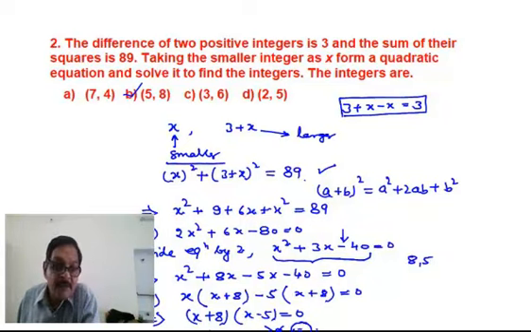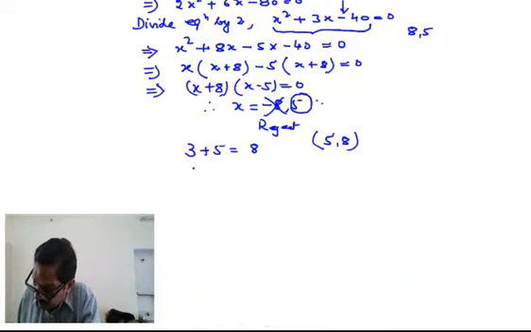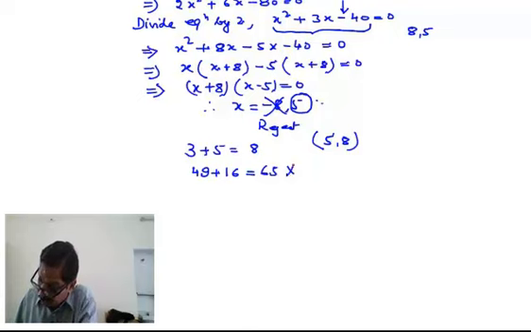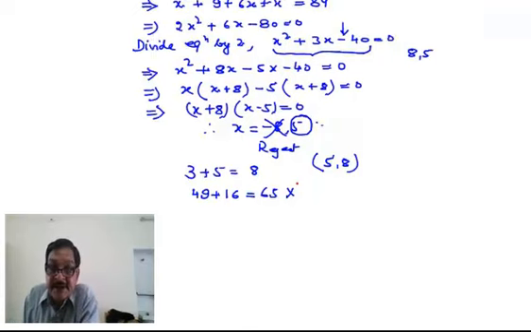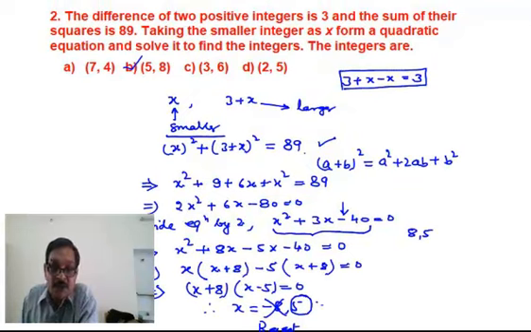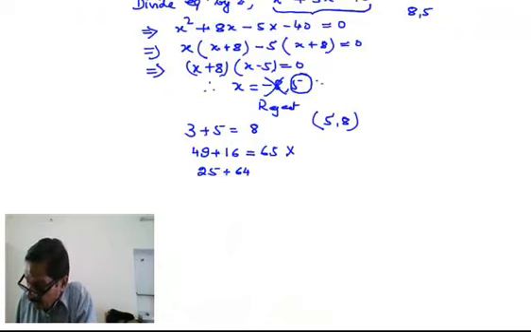Now apply the second condition. The sum of their squares should be 89. Now 7 square is 49. 4 square is 16. This gives me the sum as 65, which is wrong because the sum of the squares should be 89, and hence this option is wrong. Now see the second, which is our correct one, and we can check it also. So it is 25 plus 64. 5 square is 25, 8 square is 64. That gives me 89, which is the correct one.